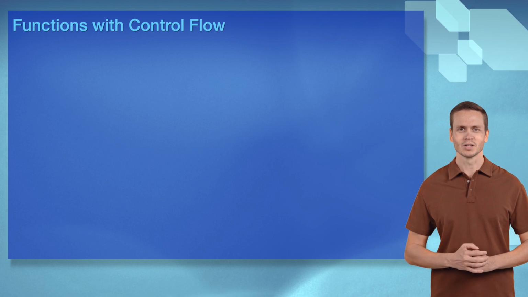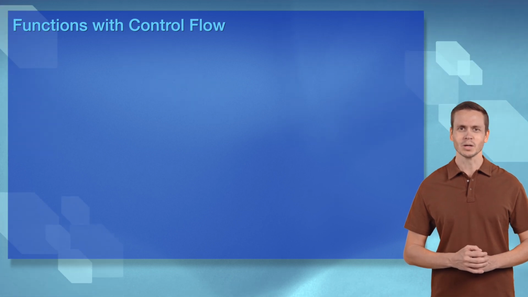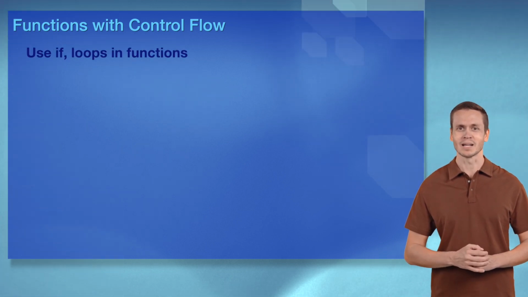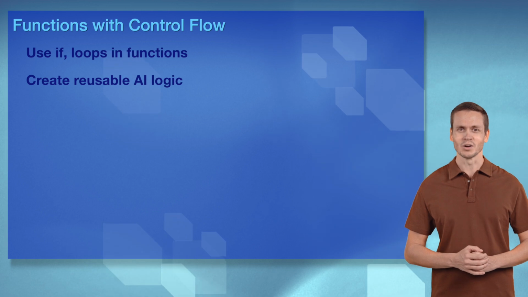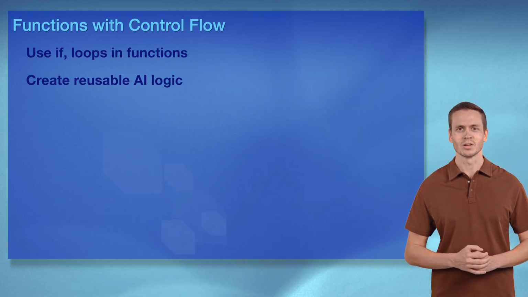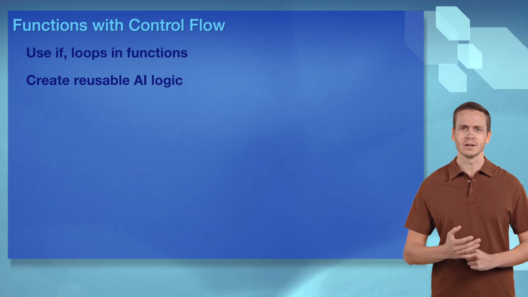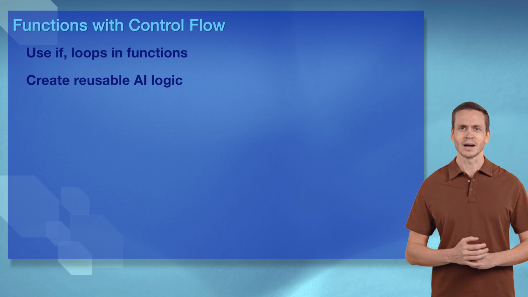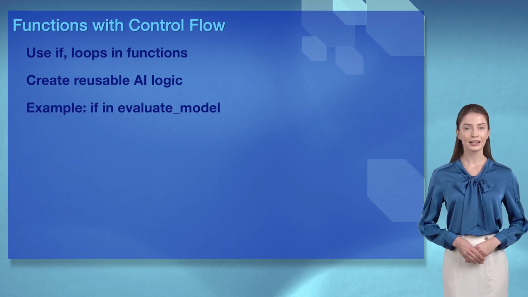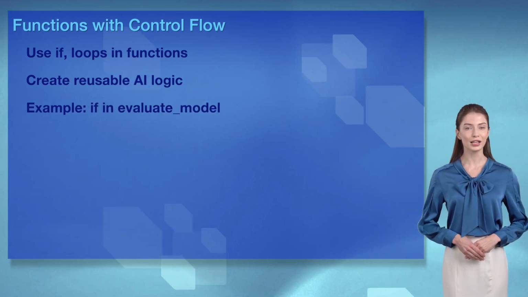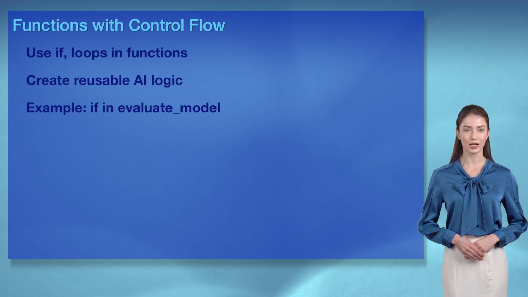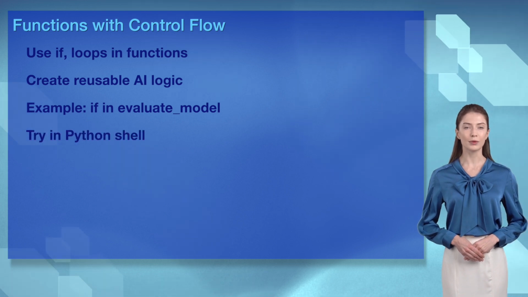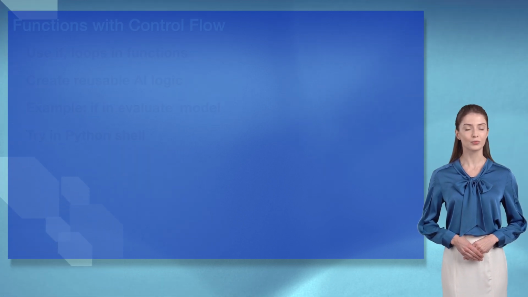Wizards, combine functions with Day 36's control flow. Use if inside def evaluate_model to check conditions or loops in process_features to filter data. This creates powerful, reusable AI logic. It's like combining spells, wizards. Functions with if or for make your AI code modular and dynamic. Try combining them in our challenge to see the magic.